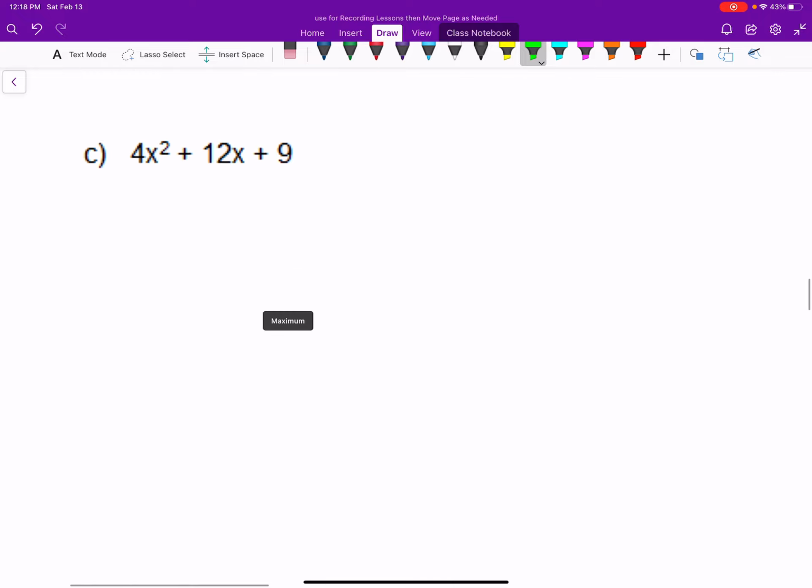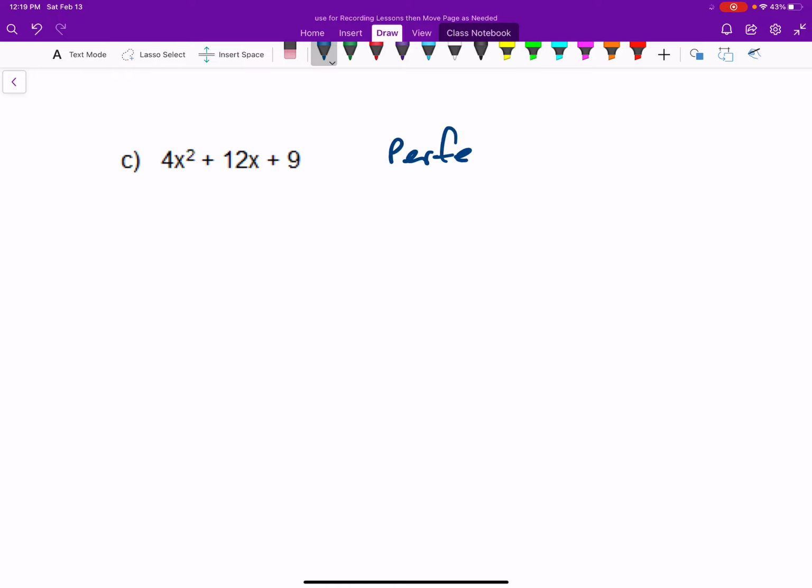This last one, does it look like it's got a common factor? Nothing goes into 4, 12, and 9. There's no x in the 9, so no common factor. I could do trial and error. But there's one other thing I can always look out for, and it's called a perfect square trinomial, which is what I think this one might be.